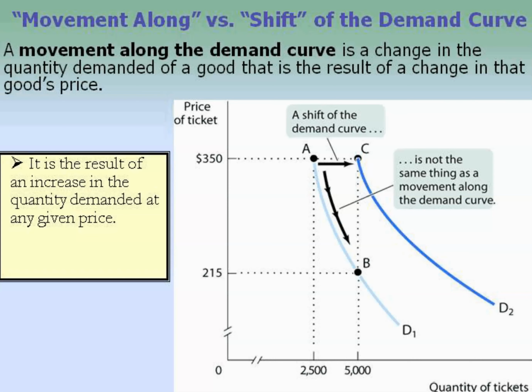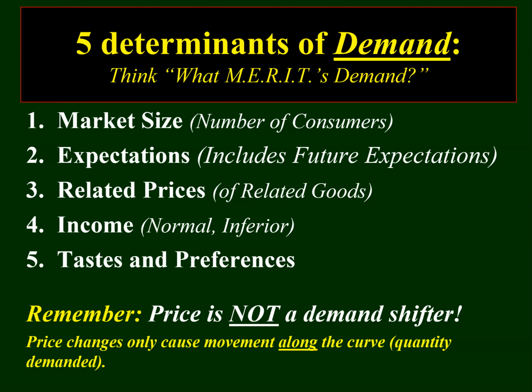But what's going to shift the curve? Well, that's going to lead to what we talk about in terms of what merits demand. This idea of using MERIT, kind of a mnemonic here, of market size, expectations, including future expectations of what demand will look like. Related prices of related goods, but remember, not the price of the good itself, because price is not a demand shifter when it comes to the good itself. So it could be a related price of a related good, but not the price of the good itself.